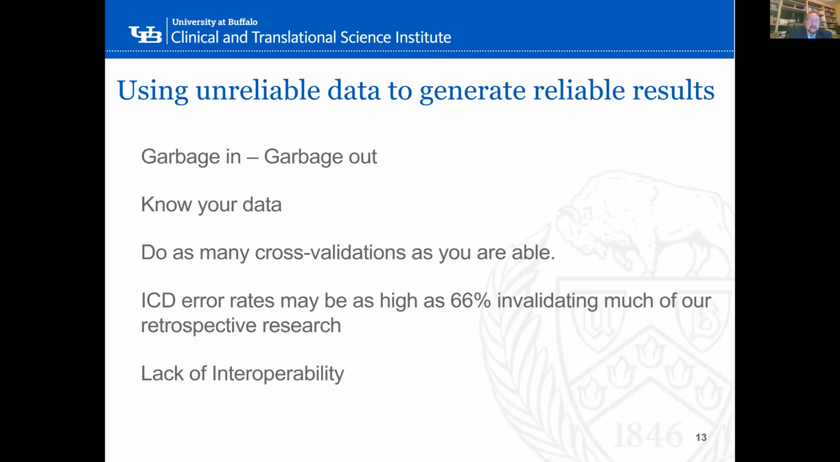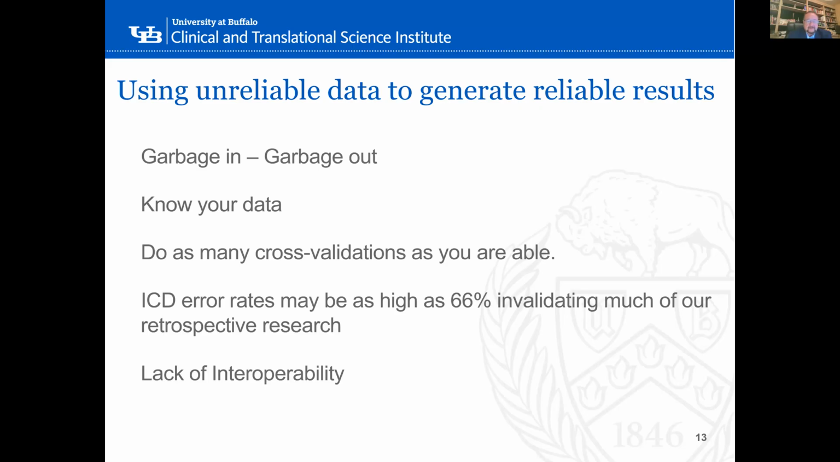So you can't use unreliable data to generate reliable results. Garbage in, garbage out. Know your data. Good data stewards and data scientists make a huge difference. Do as many types of cross-validations as you're able to. So if I wanted to say somebody was diabetic, having an ICD-10 code in the record for it might be one way. But if I see that the person also has a high hemoglobin A1C, and then I also see that it was a diagnosis in a doctor's note, and then I also see that the patient is on insulin, now I'm pretty sure I have a diabetic. So do as many cross-validations as possible.